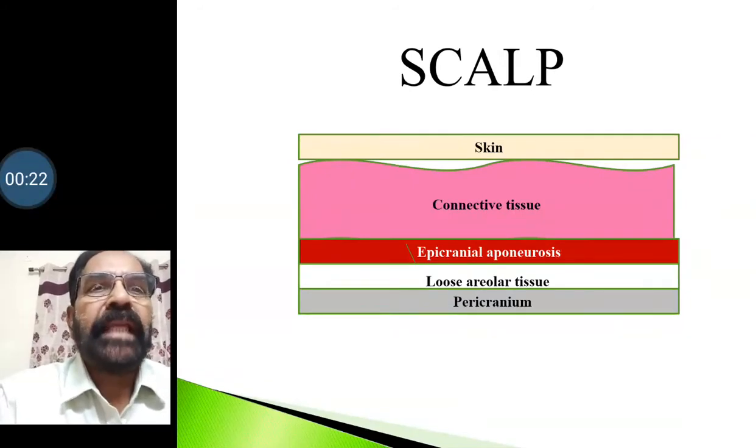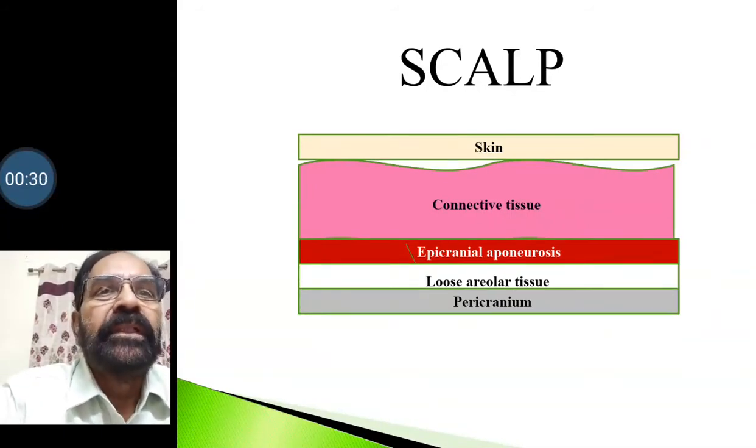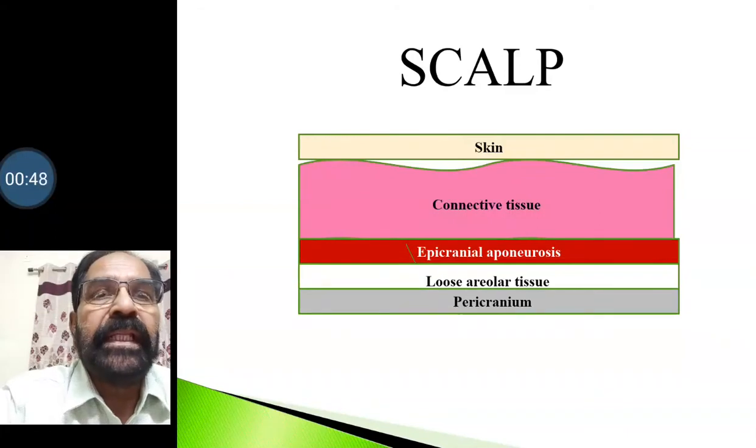The term SCALP is derived from the first letters of the different layers present in the scalp. S represents the skin, C represents the connective tissue, A stands for epicranial aponeurosis, L stands for loose irregular tissue, and P stands for pericranium.